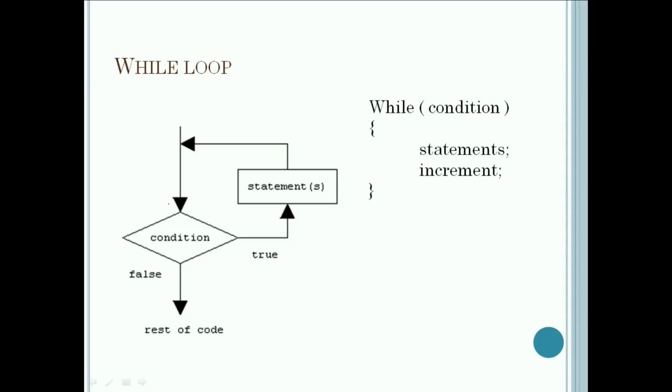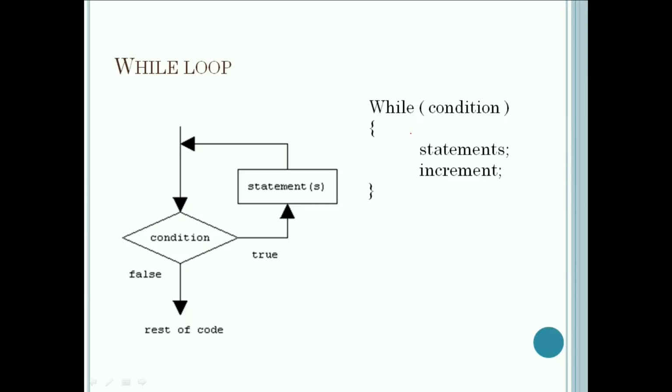While loop. The while loop is also the same as the for loop. Here we also check the condition. If the condition is true, then the statement is executed, and then it goes again to the condition. This continues until we get a false condition. If we get a false condition, it goes to the rest of the code.